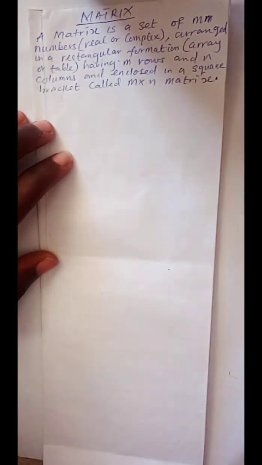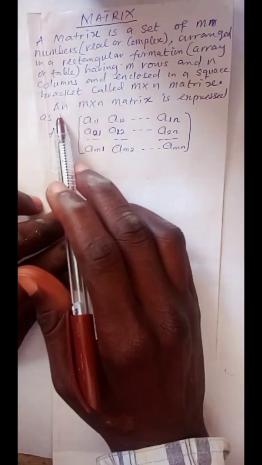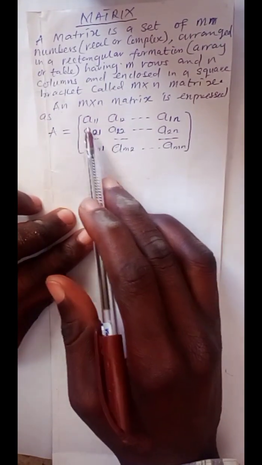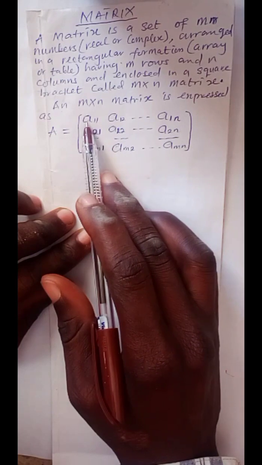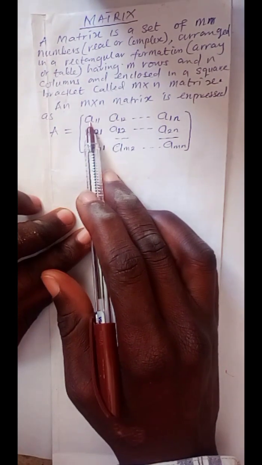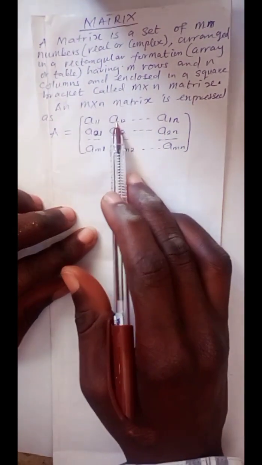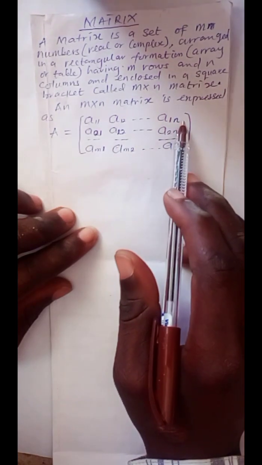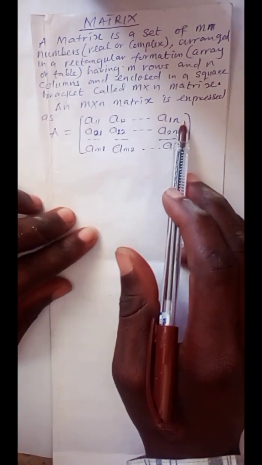Now let's see the example or the illustration of this defined matrix. An m by n matrix is expressed as this. There is A11, which means element of row 1 column 1, A12, which means element in row 1 column 2, up to A1n, that is up to the last element of the row.